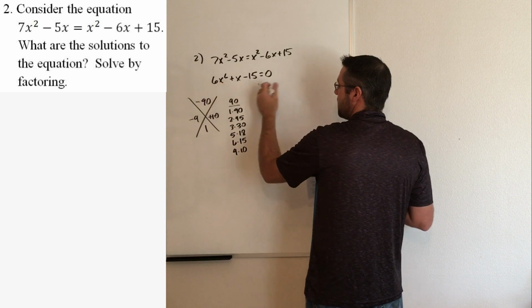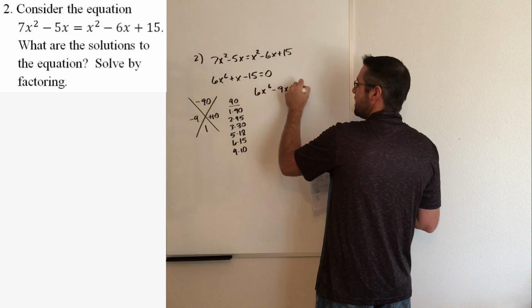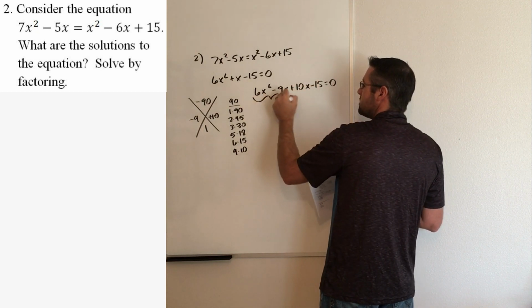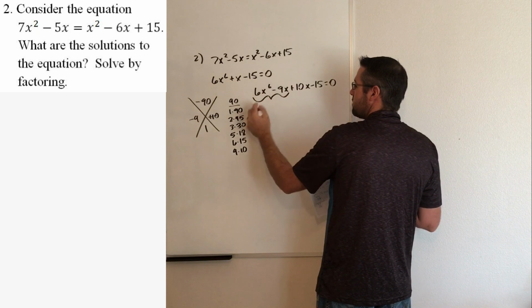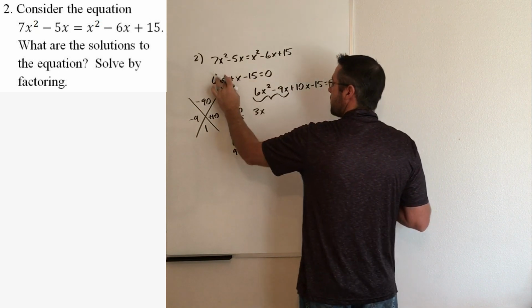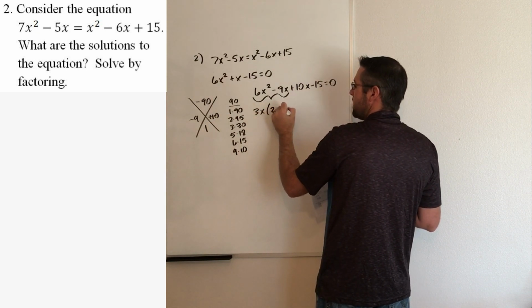Now we have to rewrite this by grouping. So that'd be 6x squared minus 9x plus 10x minus 15 equals 0. And then we'll group this. The greatest common factor out of the first group is 3x. Sorry, that should say 6x squared. I don't know where I got the 6 from. So that'd be 3x times 2x minus 3.